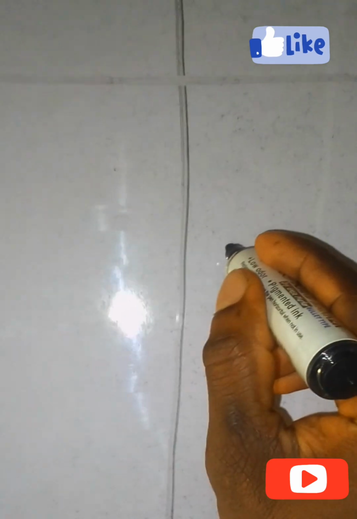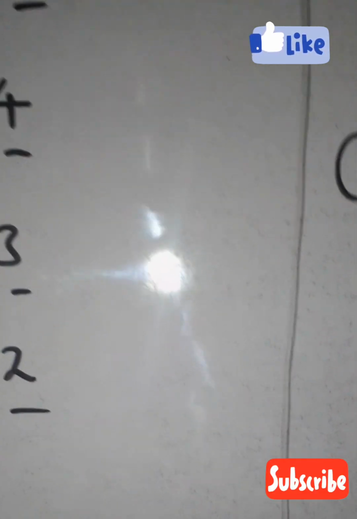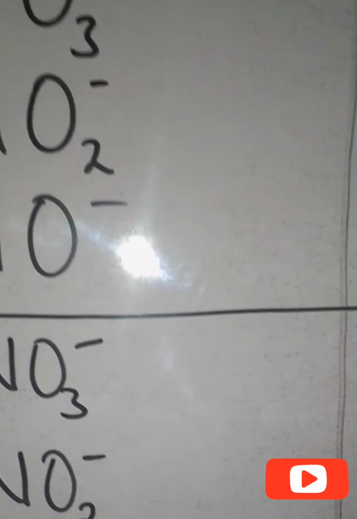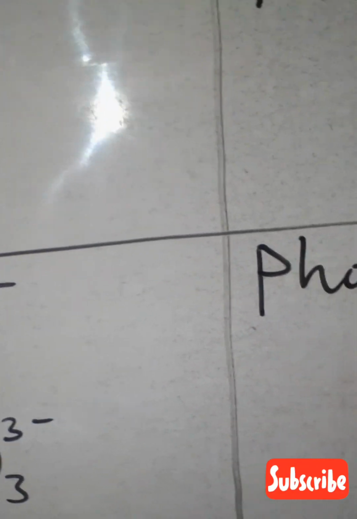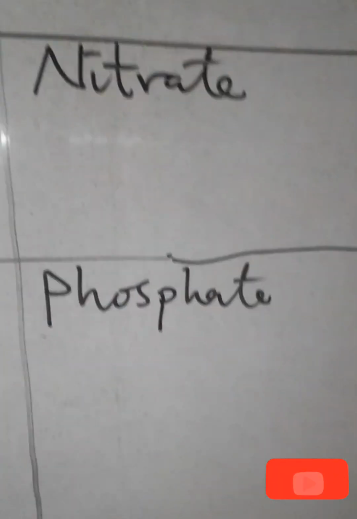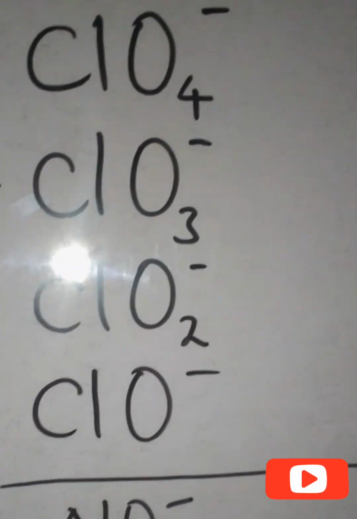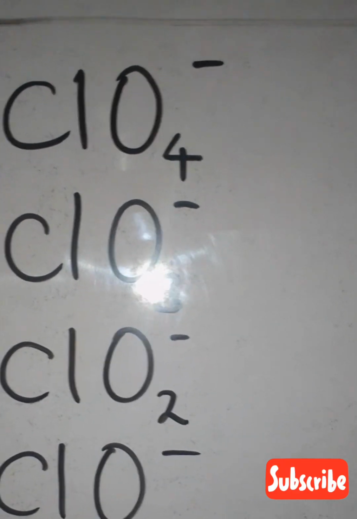So here now, the name of ClO3- is chlorate. Coming down to its nitrogen counterpart, the name of NO3- is nitrate. Then PO4 3- is phosphate. Then the other oxyanions, their names are determined by the number of oxygen present relative to the reference oxyanion.